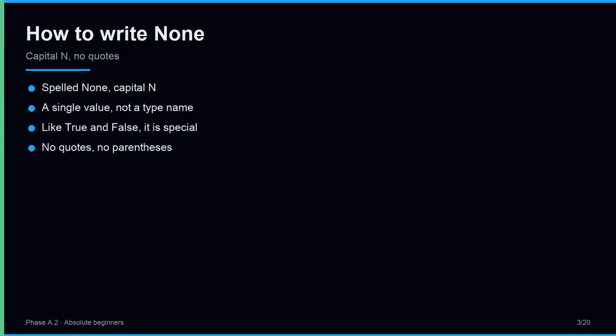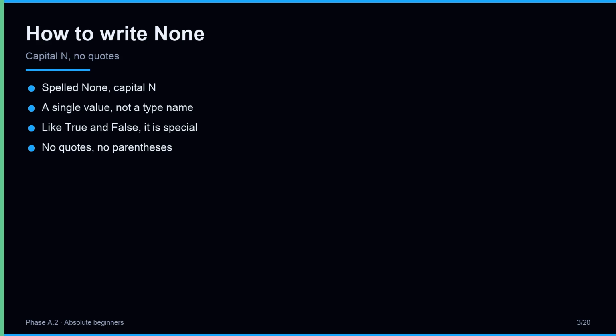How do you write None? It is a single word, None, with a capital N and no quotes around it. Notice the similarities with True and False. All three are special words in Python, capitalized, written without quotes, meaning they are values themselves, not text. You do not write None in quotation marks, because that would make it a string containing the word None, which is a completely different thing. The capital N is not decoration, it is the rule.